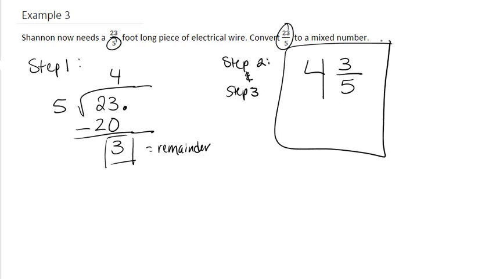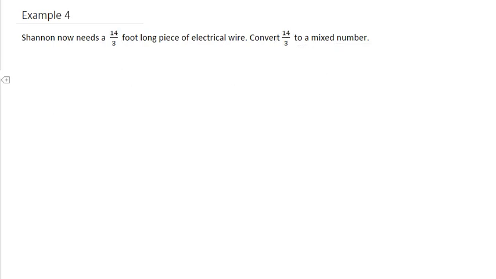As this is the correct solution, as we first divided our numerator by our denominator, we got our remainder and we put it over the old denominator and we kept our whole number. So let's do another example. Example 4. Shannon now needs a 14 over 3 long piece of electrical wire. Convert 14/3 to a mixed number.